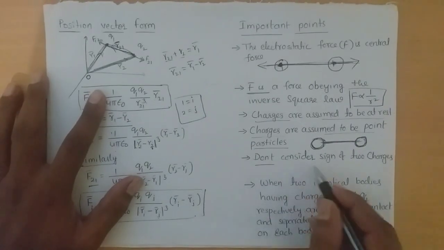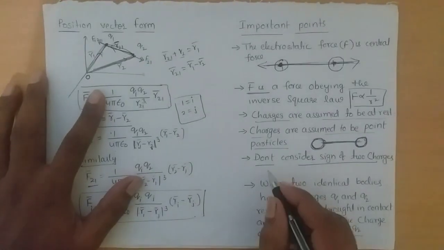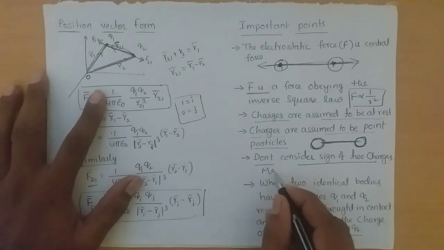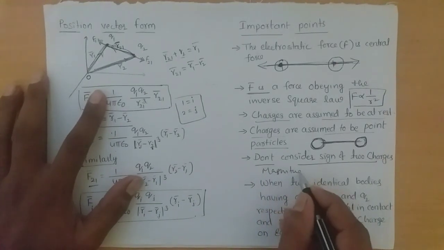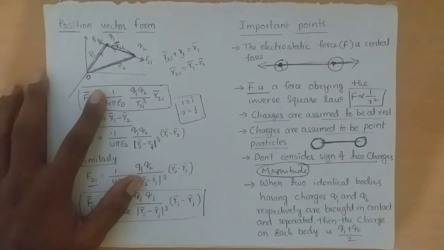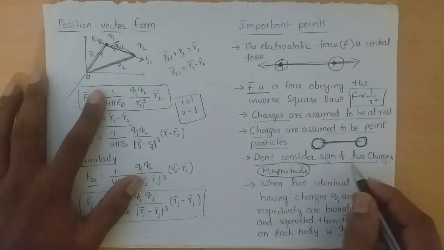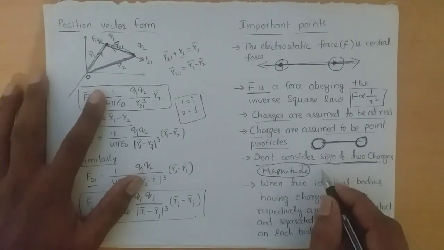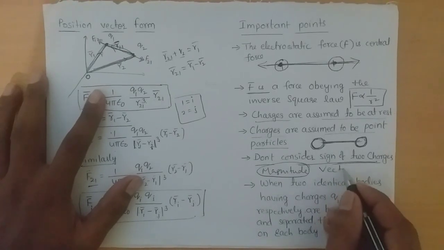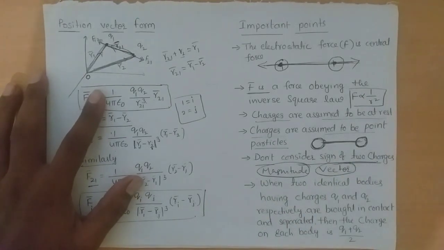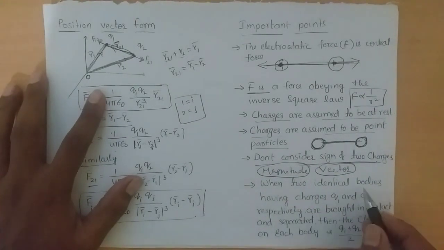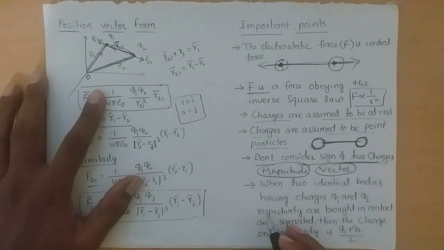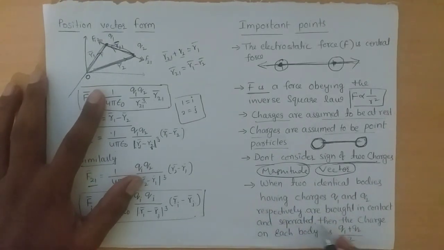Next, don't consider the sign of the two charges. That means whenever we are finding the magnitude of the force between the two charges, there is no need to consider the sign of the charges. But if we are writing Coulomb's law in vector form, then we have to consider the sign. Next, when two identical bodies having charges q1 and q2 respectively are brought in contact and separated, the charge on each body is (q1 plus q2) by 2.